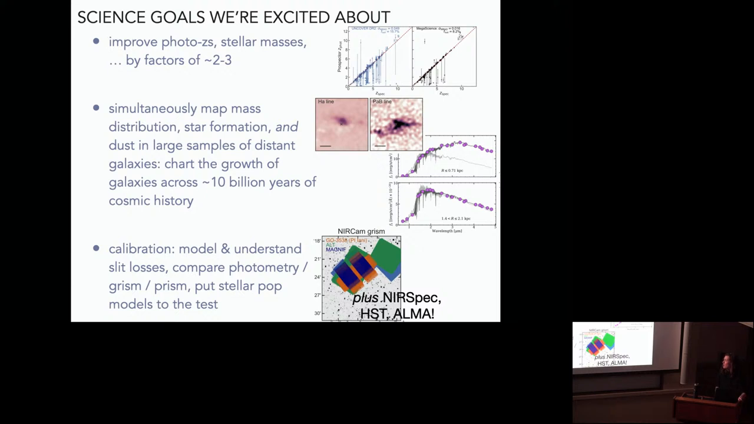And then something I didn't have time to talk about much is that we have basically all of the data except for MIRI in this field now. And so I think this is a really great place to try and calibrate our understanding of the telescope and compare different modes. So what is the answer that you get if you have spectra versus medium band photometry versus GRISM data? And how does that actually impact all of our inferences about the universe down the line once we're looking at how that data is used?